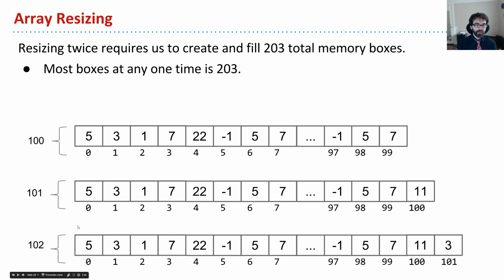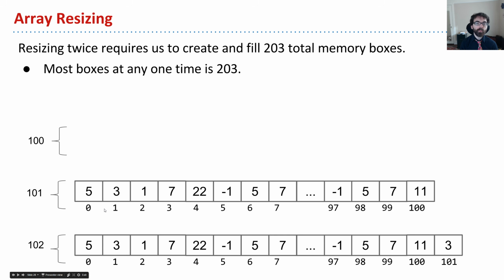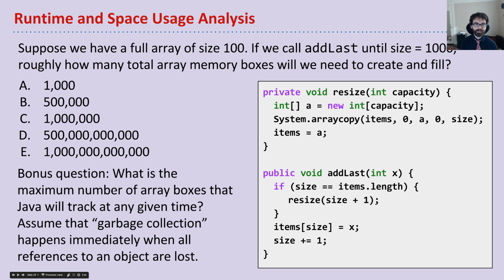Likewise, the most array memory boxes that we have to keep track of at any given time is also 203. You might say at first, aren't all of these arrays around? But remember that during the copying process, as soon as we've finished copying everything from this array to this one, we can throw this array away. So in the worst case, you'll just have 2 copies of the array laying around and you won't have a whole bunch of them.